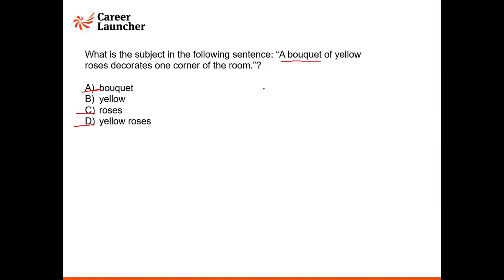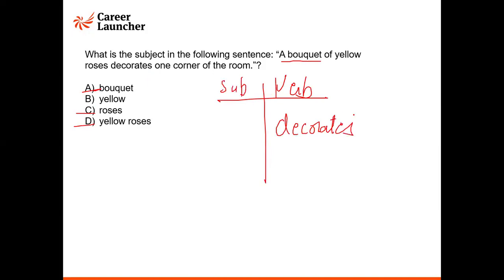So the problem here is, see, the first thing you need to do, just like the process, is identify the verb first. The verb in this case was clearly "decorates." And then, as I told you, a verb with an S is singular. So your subject also has to be singular. Roses, yellow roses, are going out of the way. Only "bouquet" was the logical choice that you can possibly go for. Are we clear here, everyone? Do we understand?